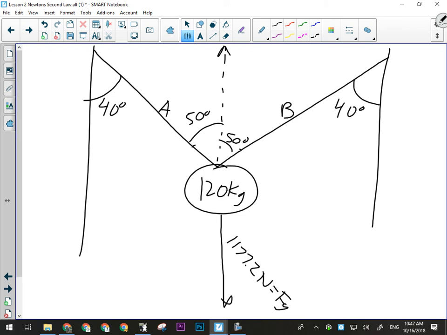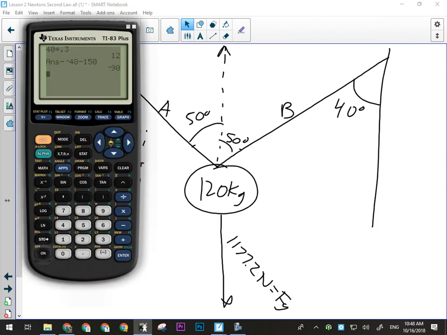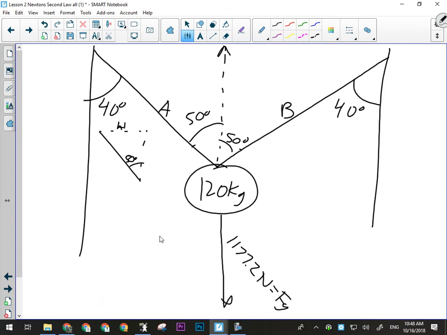So each cable is supporting 1/2 of the weight. If I write this triangle here for just cable A, I've got this horizontal component, which really isn't important for me. I've got this 50-degree angle right here, and then this is 1177 divided by 2. So 588.6 is this side of each cable's triangle.